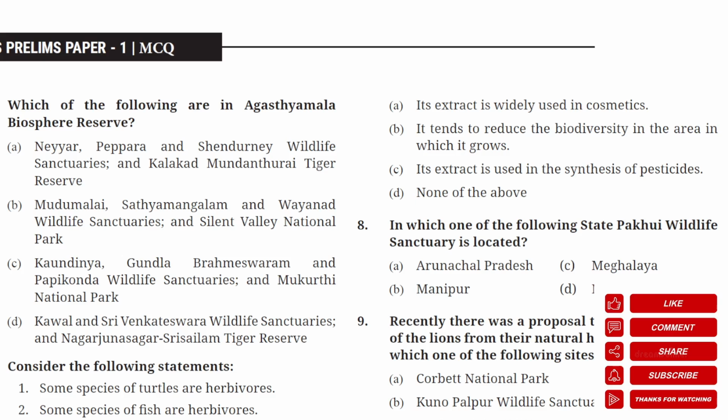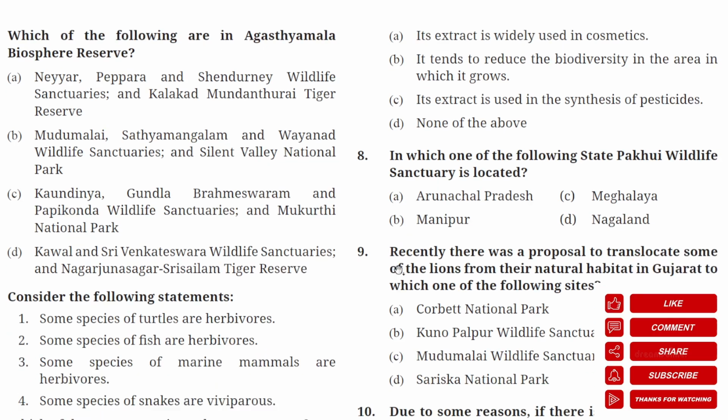It was introduced in India to meet the fuel wood requirement of the rural poor and to restore the degraded lands. It tends to reduce the biodiversity in the area if it grows. So basically, the answer is 2. That is B, okay.